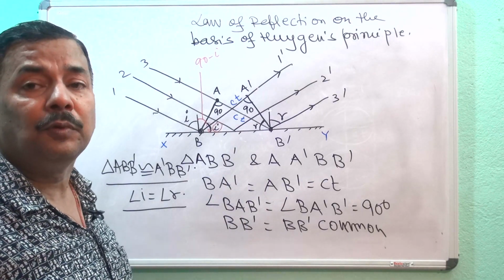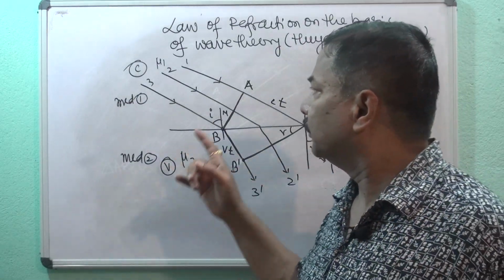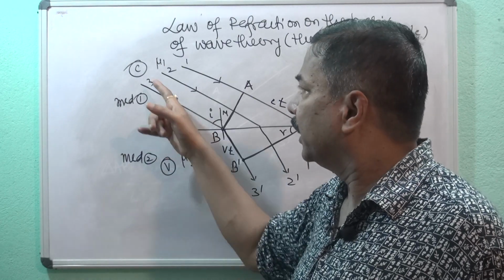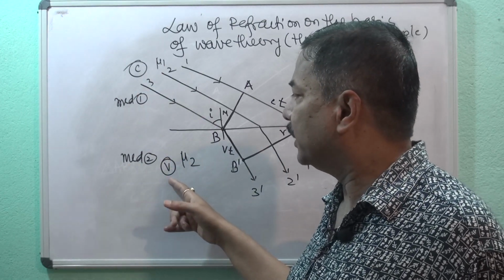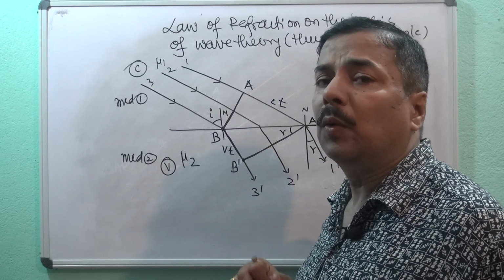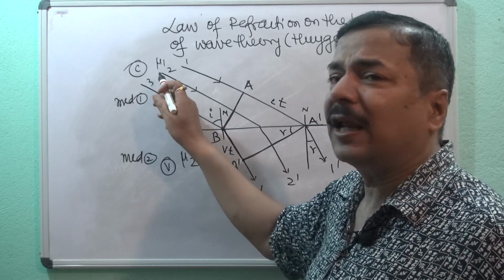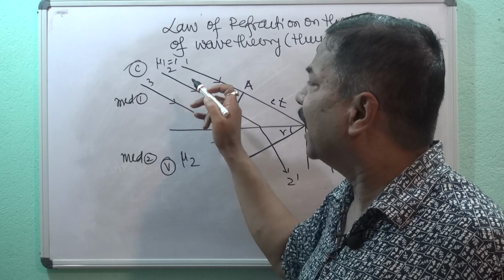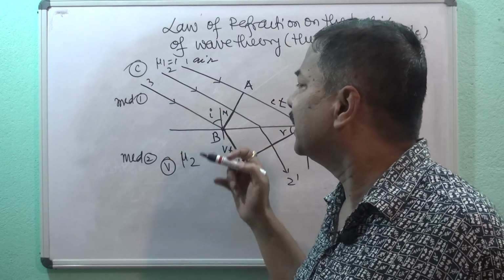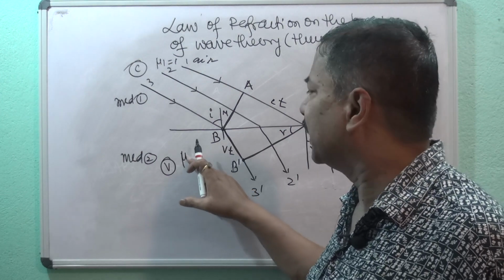Now I would like to prove the law of refraction on the basis of wave theory. Here you see the diagram. There are two media. One medium is 1 and the other medium is 2. Here the speed of light is c, here the speed of light is v, here the refractive index is mu1, here the refractive index is mu2. We are considering medium 1 as the rarer medium, air. It is not essential that it should be air, but I am considering that it is air, and its refractive index is mu.